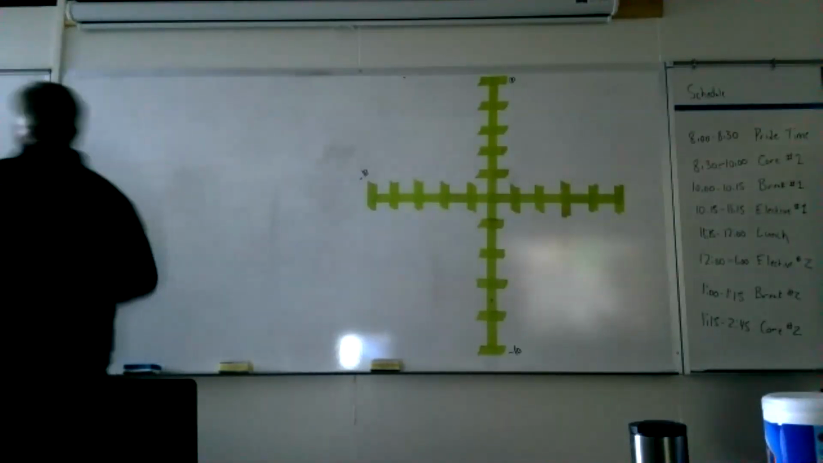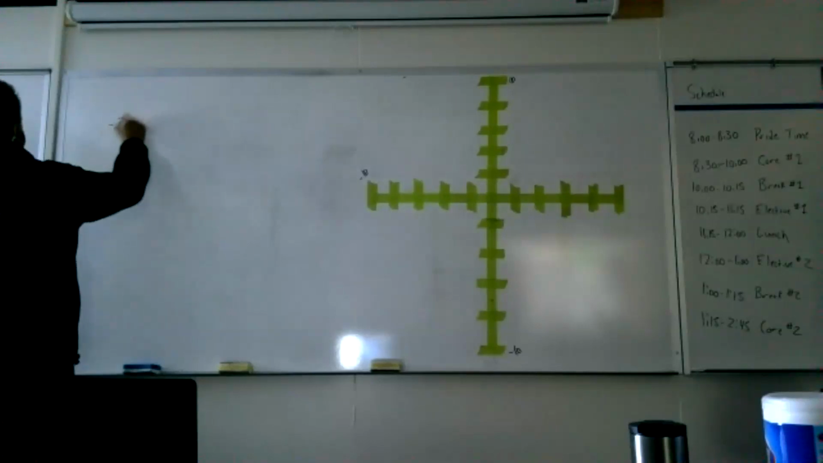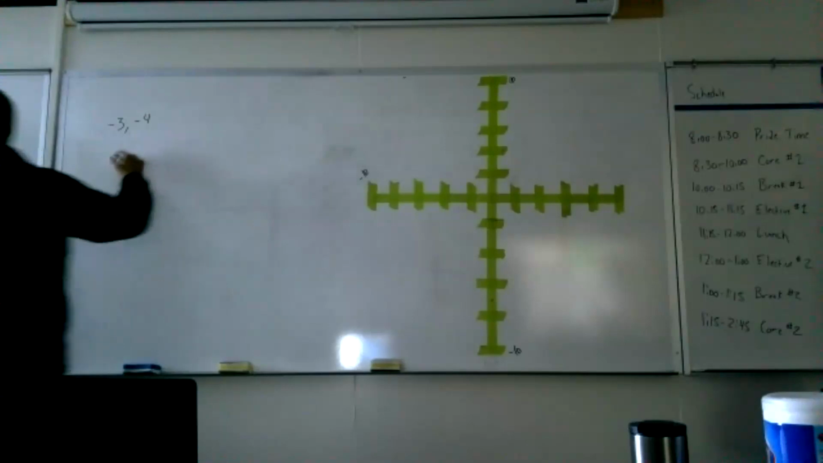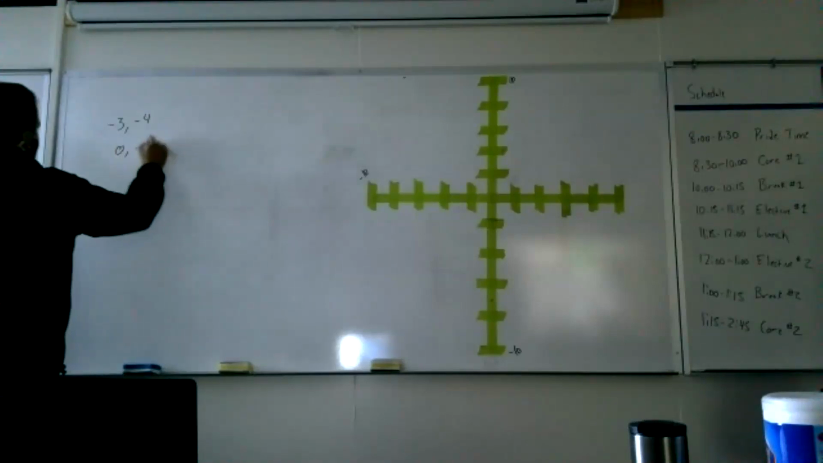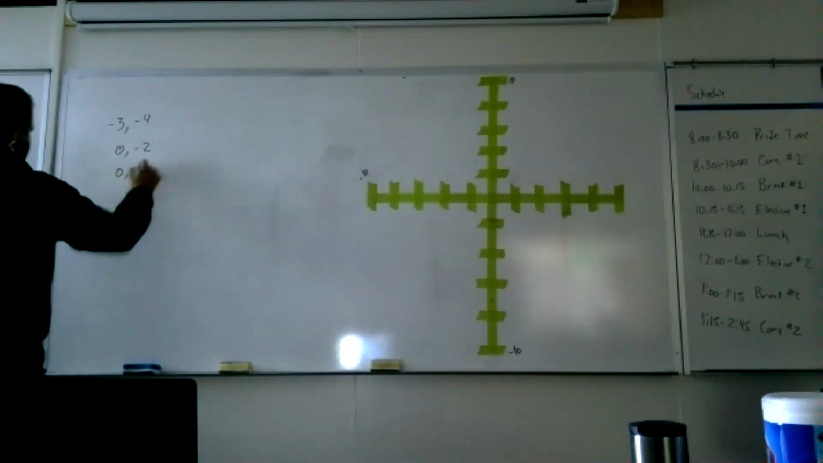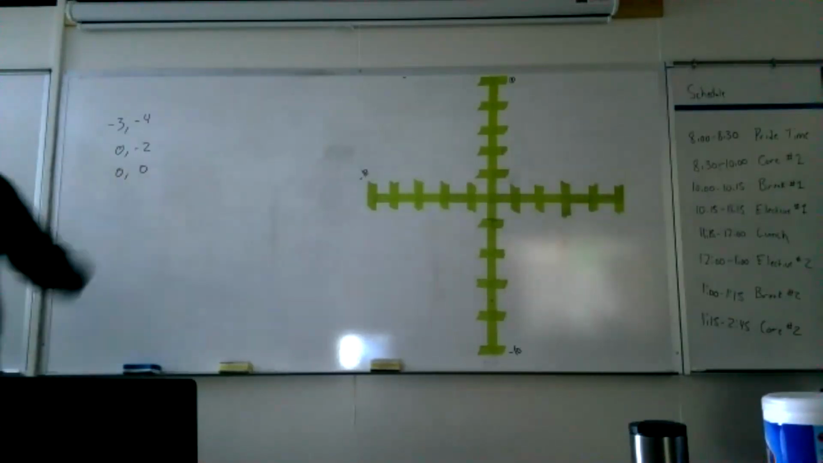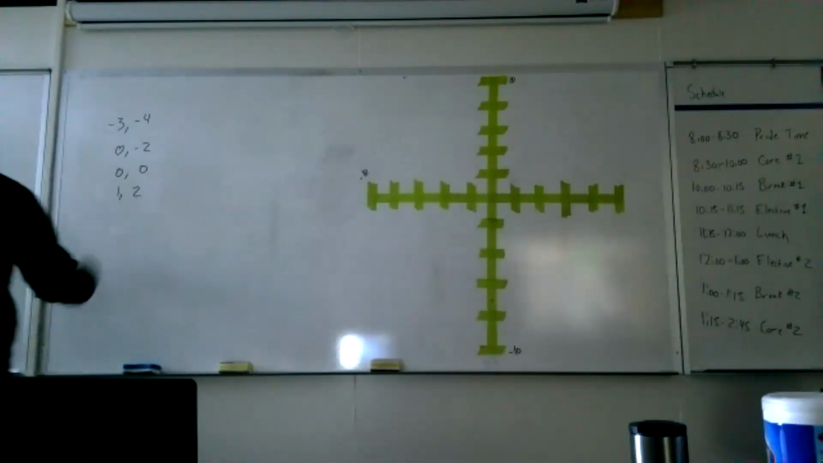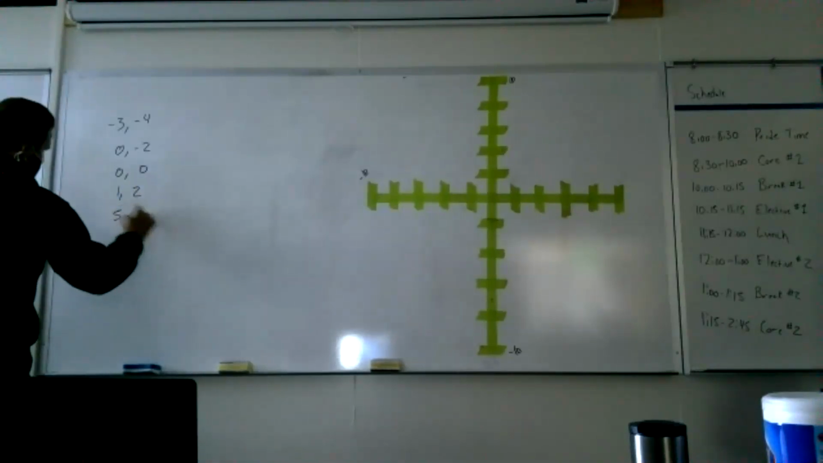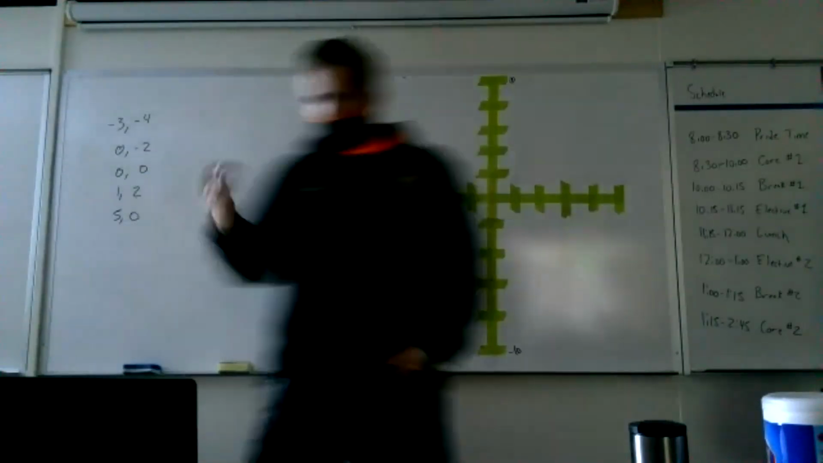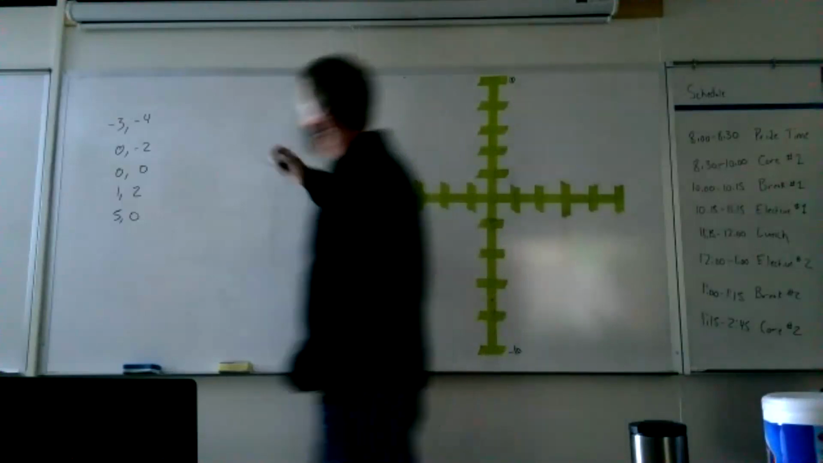So the first thing that I do is I always write down my ordered pairs. So I have (-3, -4). I have (0, -2). But then I also have (0, 0). I have (1, 2). And then I have (5, 0). Okay, so the first question they ask is, what's the domain?